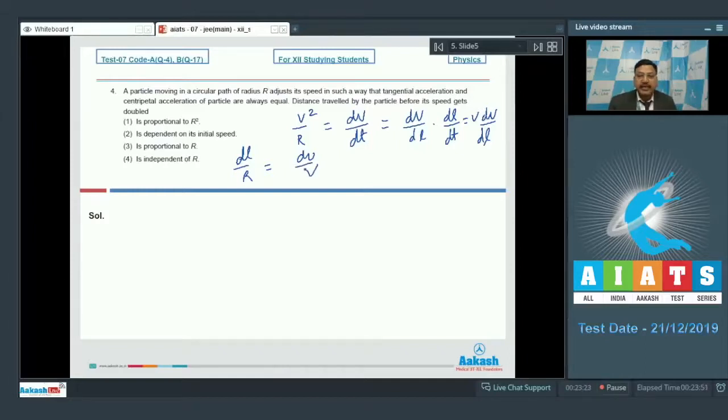Now we can use the condition that's given in the question, that the speed of the particle is doubled. So if I integrate, let's say speed goes from v0 to 2v0, whereas distance travelled is L. So this gives us L by R equals ln 2, and that means the distance travelled L is equal to R ln 2. So it's clear that the distance travelled is proportional to radius r, which means option 3 is correct. Let's go to the next question now.